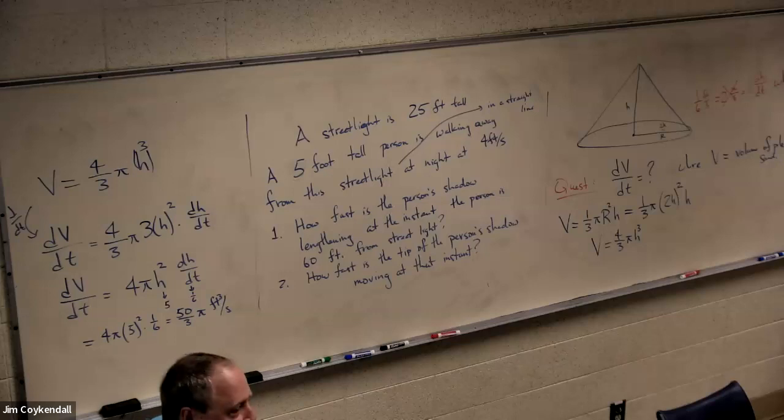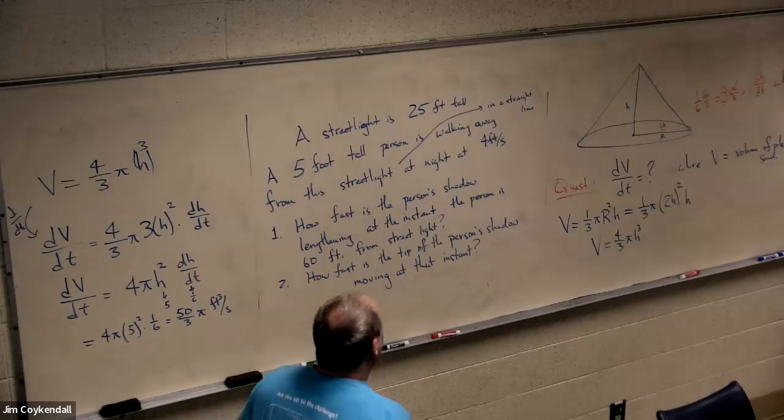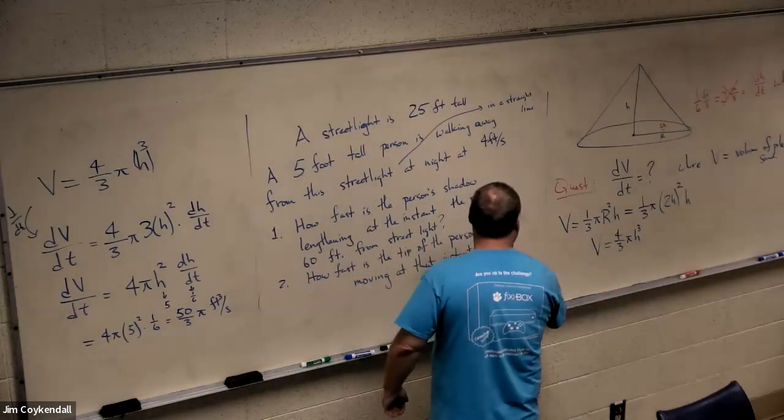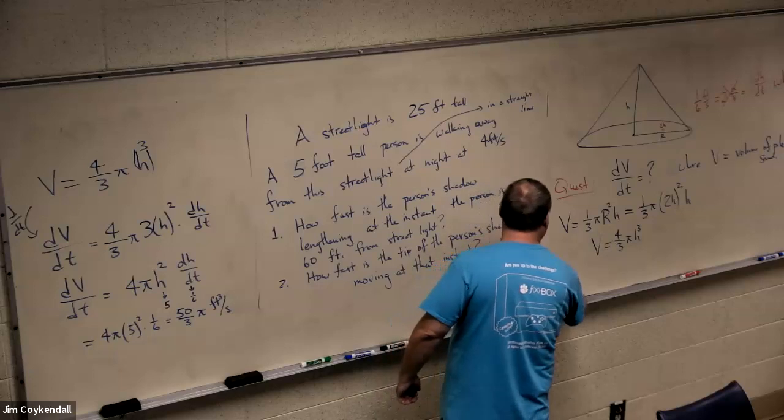So the question is how fast is your shadow lengthening? And how fast is the tip of your shadow? It's growing and moving along the sidewalk. How fast is it moving? So see what you can do for this. First thing, draw a picture. There should be a street light and a person and the shadow.